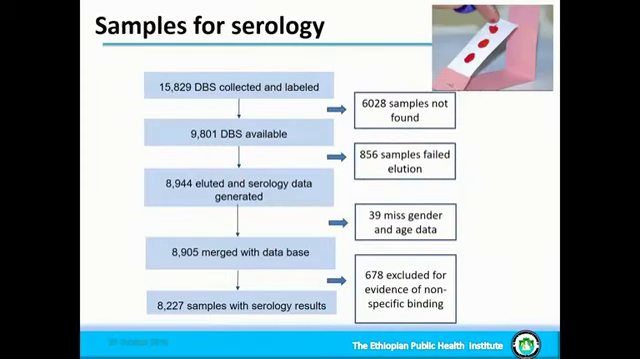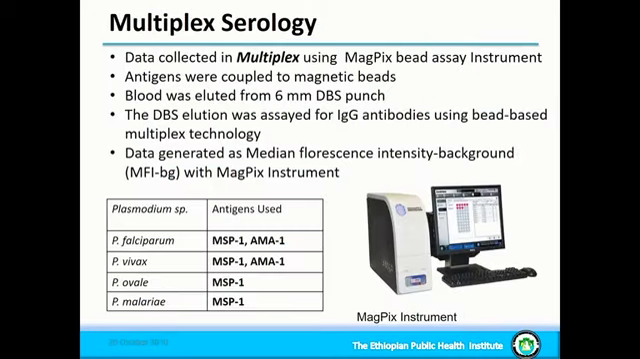So we collected something like 15,000 DBS samples, but from these, around 9,800 DBS were available. Again, from these samples, 850 failed during elution. An additional 39 samples were missing demographic data. And some 678 samples also failed during experiments. So I'm going to report data for 8,227 samples.